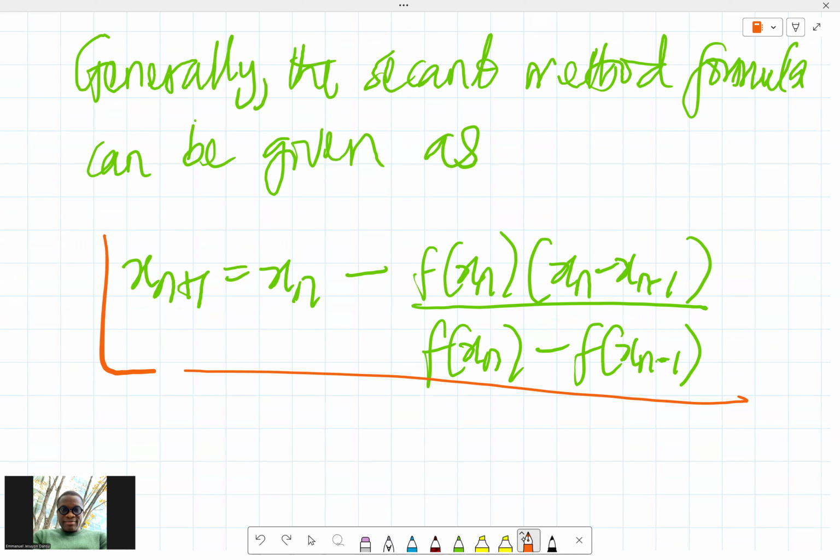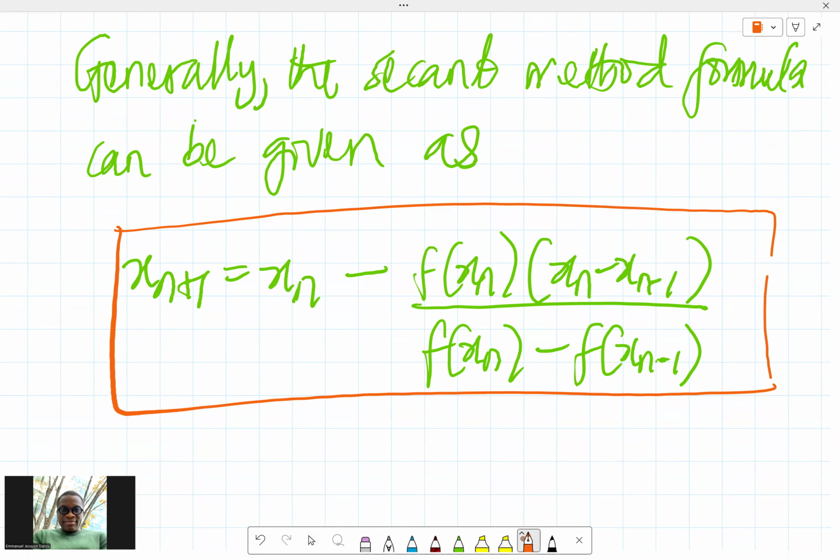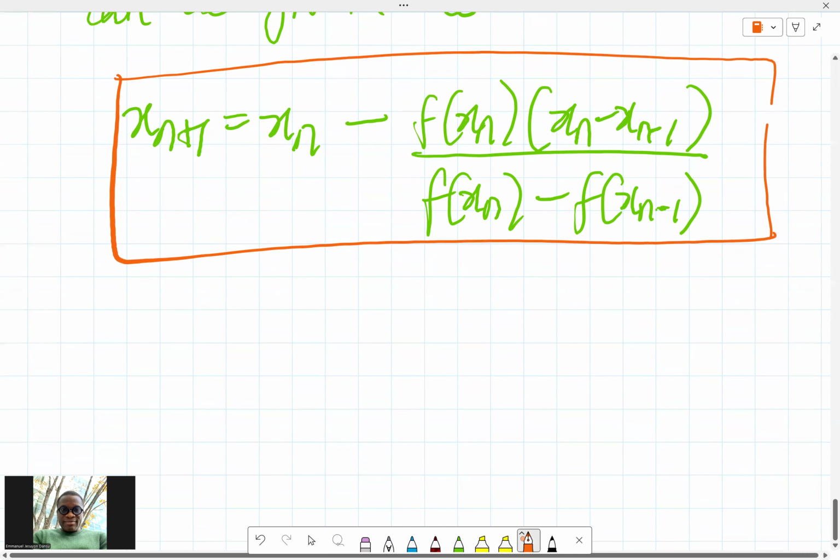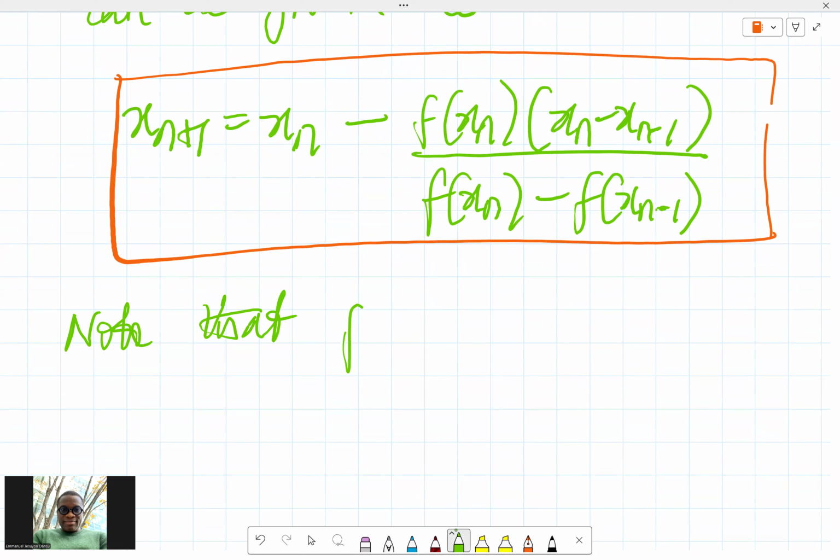But there's a condition to that. If not, the formula breaks down. So it is important to note that f of x n must not be equal to f of x n minus 1. That's what we started with, that f of x naught must not be equal to f of x1. So with this, we have derived the formula for the secant method.